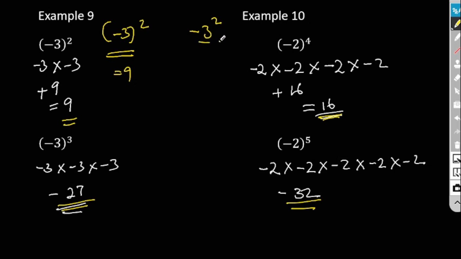But in the second instance here, you find that the negative 3 is not inside the bracket, so the power is only for the 3. This simply means that it is a negative, and you are going to multiply by 3 squared, which is going to be 9. So this is another very tricky part that you need to note the difference between the two, so that you don't find yourself in a trap where you think this equals that.